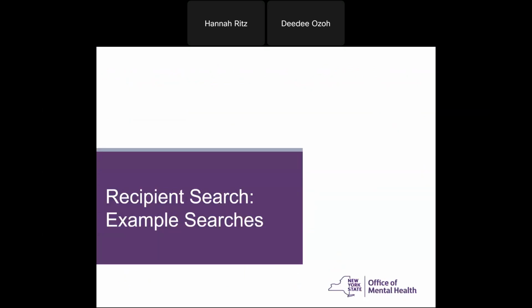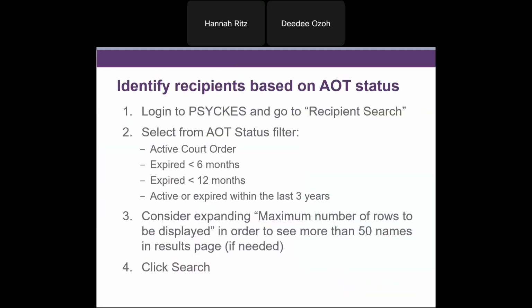So let's do a couple example searches. For example, if I want to identify recipients based on AOT status, I would log into PSYCKES and navigate to recipient search. I would then select one of the options from the AOT status filter, either active court order, expired in the past 6 months, expired in the past 12 months, or active or expired within the past 3 years. Then I would consider expanding the maximum number of rows displayed in order to see more than 50 names on the results page, and then I would click search.